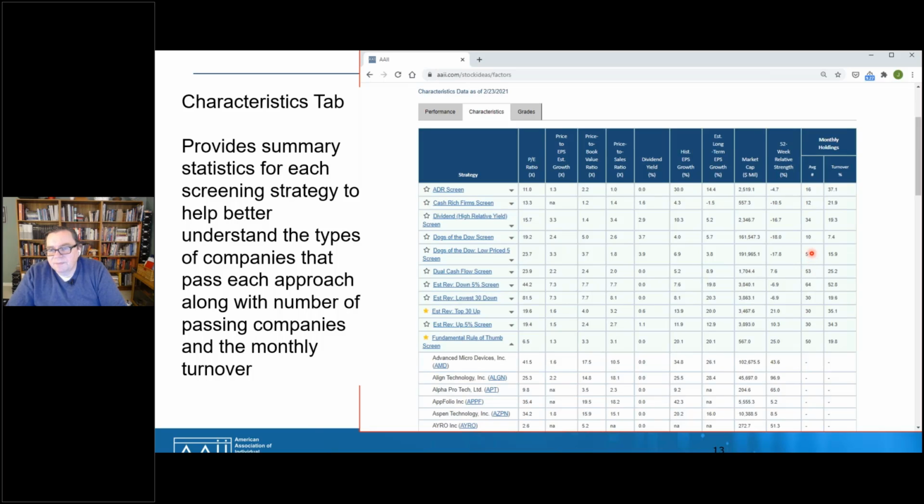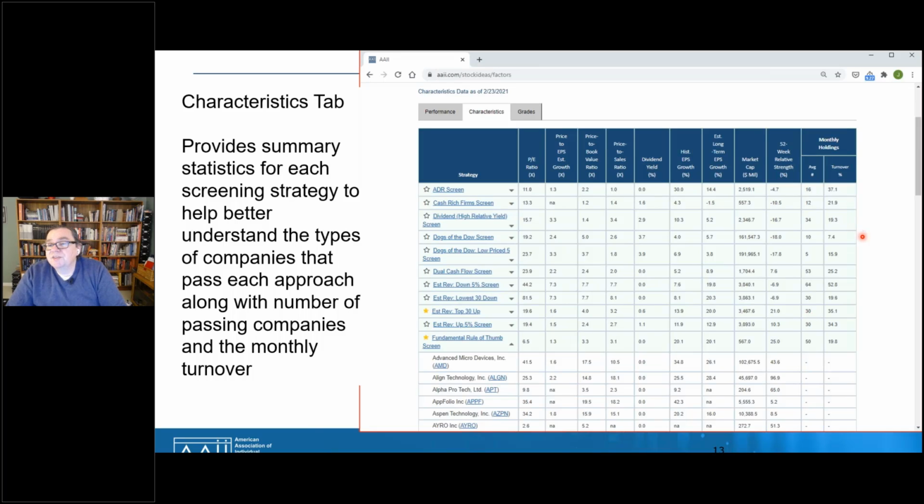It's the lowest priced 5 of the high 10 yielding stocks in the Dow. So that tells us on average how many companies pass. If there's 30 stocks that pass every month, likelihood you'll find a stock that's interesting or two in that group. If it's only 1 or 2, you may not be able to invest in it when you want to.